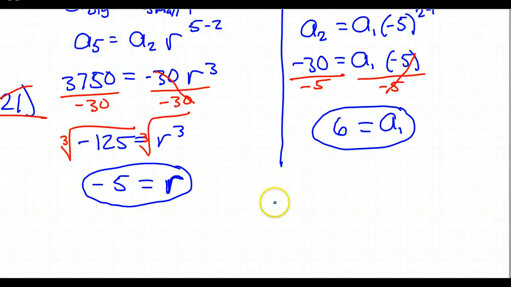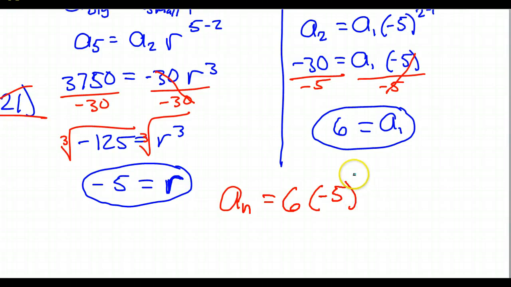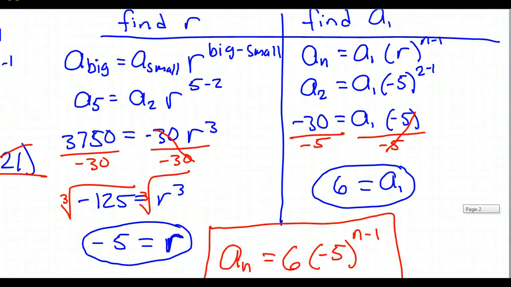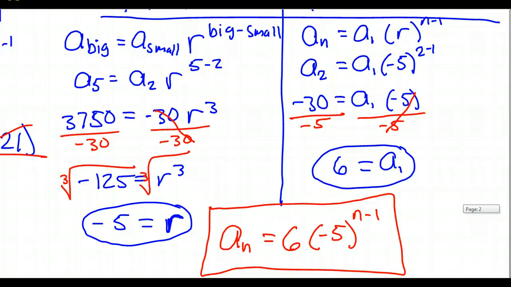So the final answer would be an is equal to a1, which is 6, times r, which is negative 5, to the n minus 1 power. That just stays n minus 1. So this is the rule that we were looking for. Okay, that is how you do that.